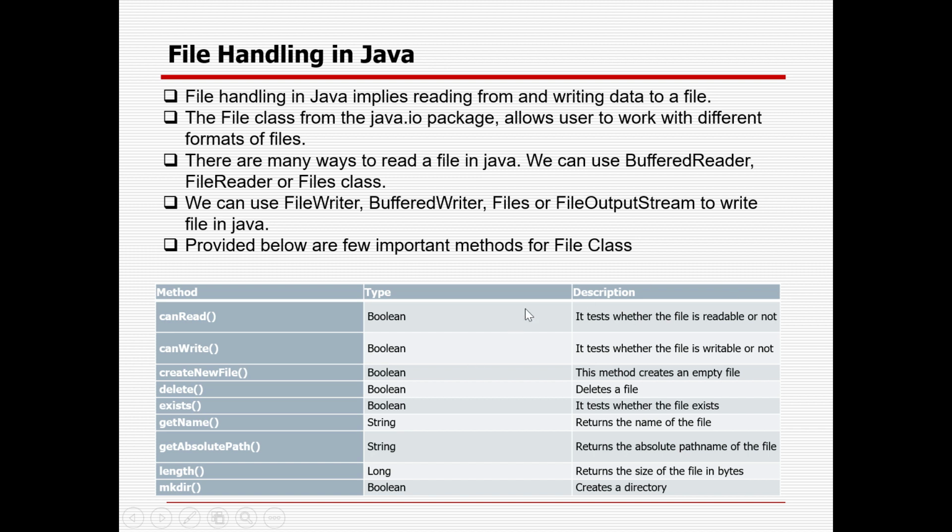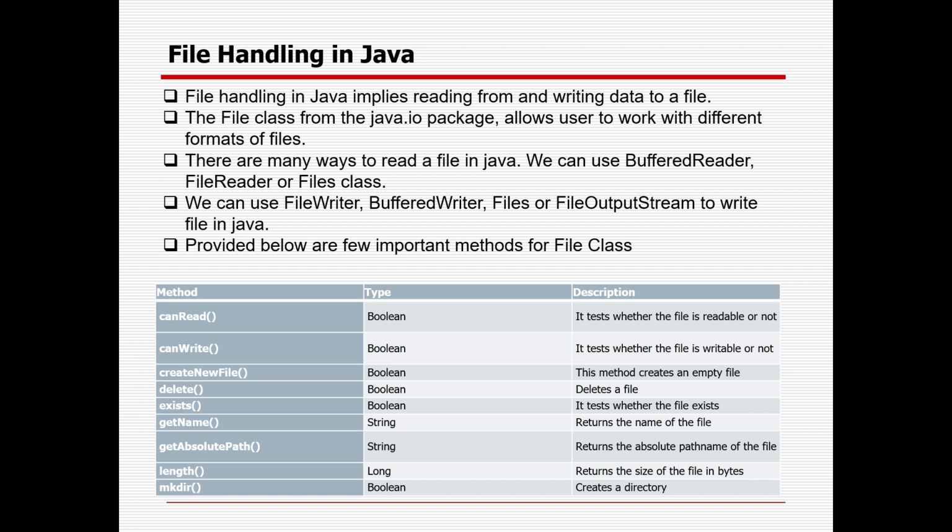These are the different important methods available in the File class. canRead gives you a boolean value, through which you can check whether the file is readable or not. canWrite also gives a boolean value, true or false, to check whether the file is writable or not. createNewFile lets you create a new file. delete means you can delete the folder or file. exists lets you check whether a particular file or folder exists. getName gives the name of a particular file.